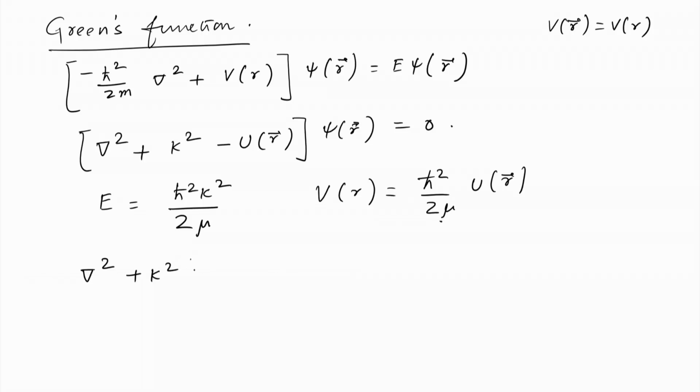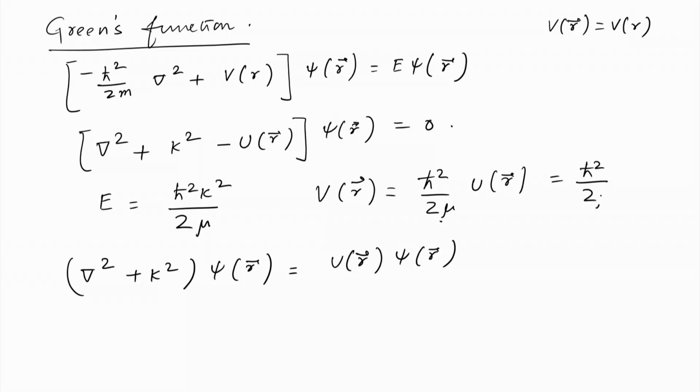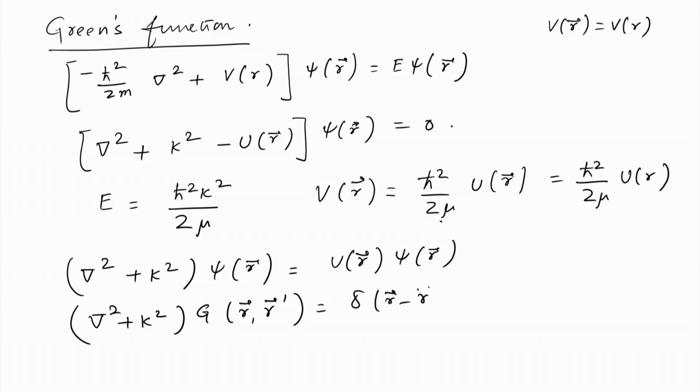So, it is Laplacian plus k square acting on psi of r, that is equal to u of r psi of r. And of course, u of r is nothing but 2 mu by h cross square times V of r. Now, let us define a Green's function by this equation. So, as if Green's function is a solution of this equation.